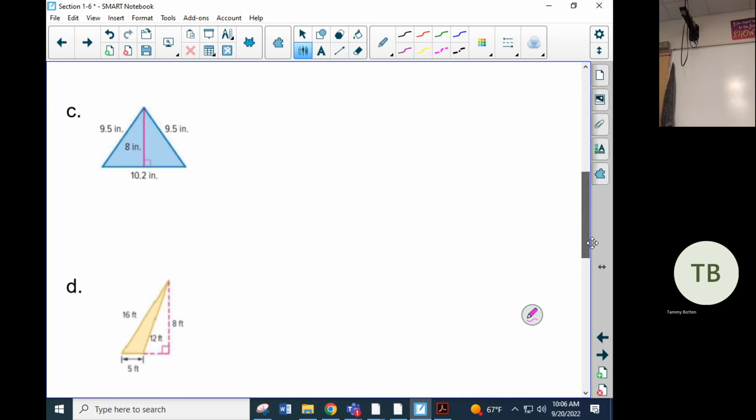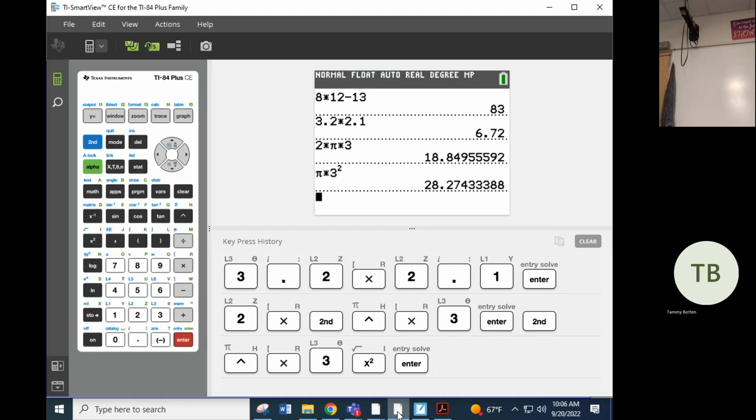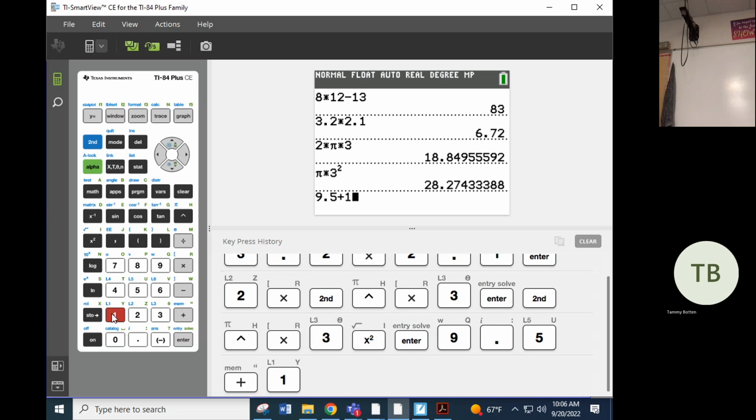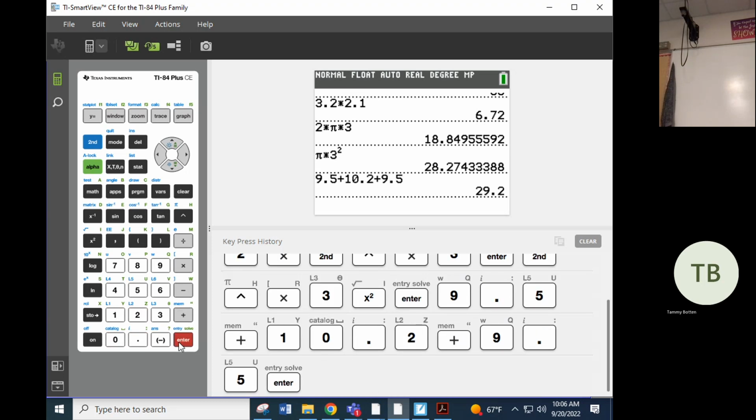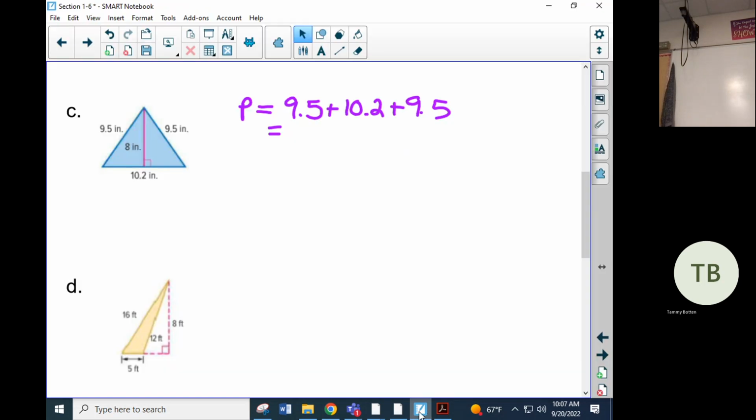And if I go down here, I have a triangle. And when I have that triangle, I again have to find 2 things. I have to find my perimeter and I have to find the area. So the perimeter in this is easy. We just have to add going around. So we're going to go 9.5 plus 10.2 plus 9.5. Which if I do 9.5 plus 10.2 plus 9.5, I get 29.2.